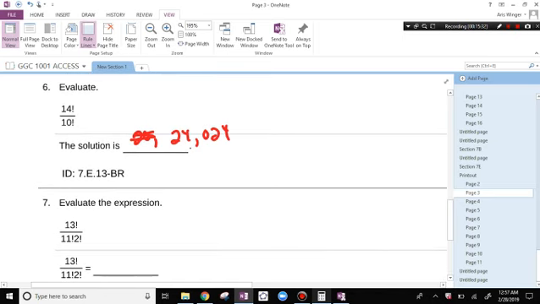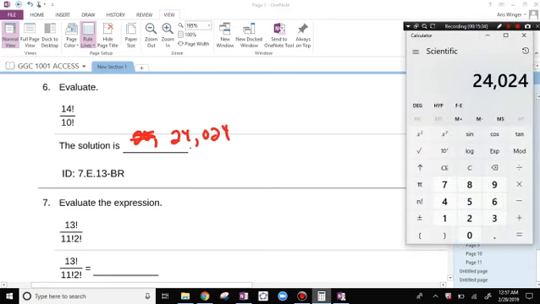Let's see if we can do this one. 13 factorial divided by 11 factorial, and then divide that by 2 factorial equals 78.